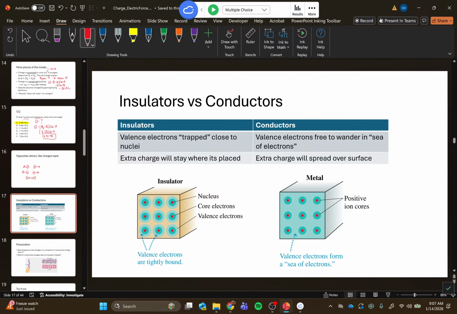Metals, conductors. So metals are an example of conductors. Their electrons are free to swim around. This is something you've probably learned about in chemistry, hopefully. Their valence electrons, the ones farthest from the atom, are free to kind of swim around in the sea. They're free to travel, whereas in insulators, they are stuck. They're locally stuck. Okay? This is going to come into play.